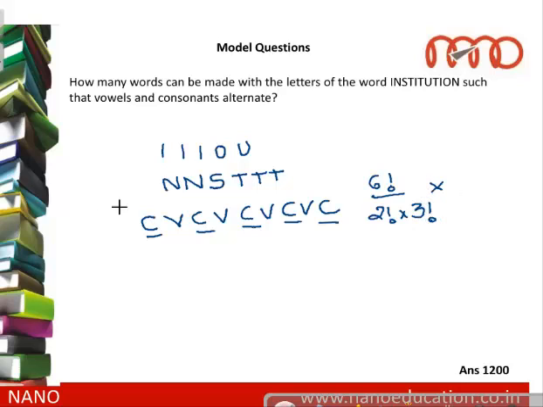And for vowels, we have 5 vowels and 5 positions. We can permute them in 5 factorial ways, of which 3 I's are identical, so we have to divide by 3 factorial. So effectively our answer is going to be 6 factorial by 2 factorial into 3 factorial, which is 60, into 5 factorial by 3 factorial, 120 by 6, which is 20, giving 1200.